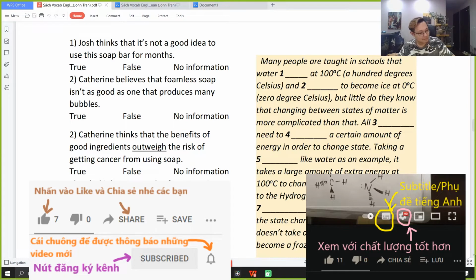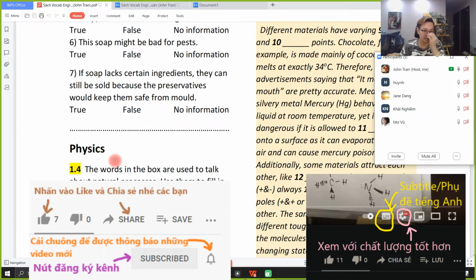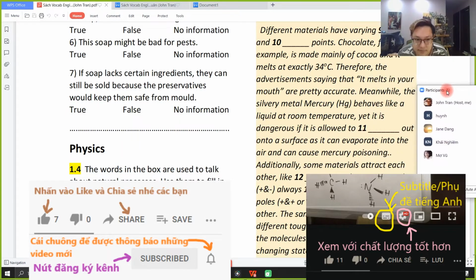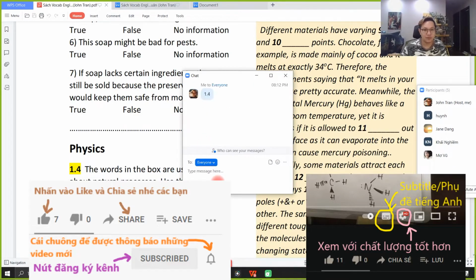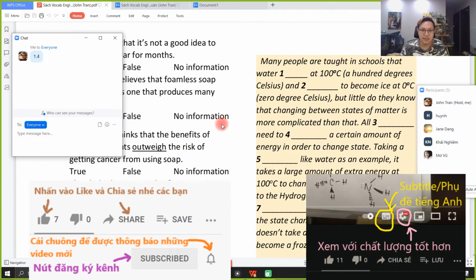Okay, all right, let's do this one now, class. So we continue with unit 20. And now we are doing the part of physics. So let's continue with 1.4. I asked you to go home and do this task already, so now I will read the answer for you.